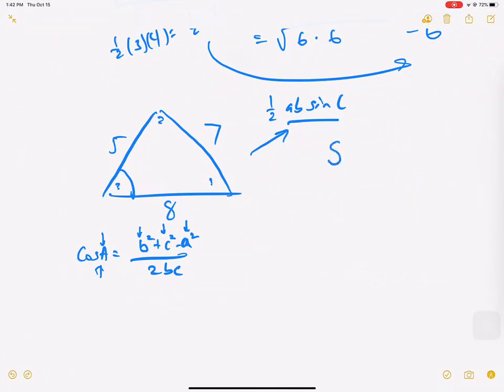Herons says first find S, so it's 5 plus 7 plus 8 divided by 2. 5 plus 7 is 12, 12 plus 8 is 20, divided by 2 is 10. Yep, not a problem, Marco.